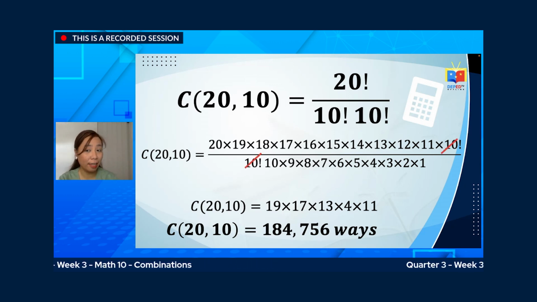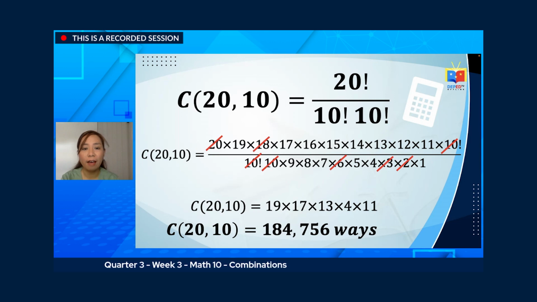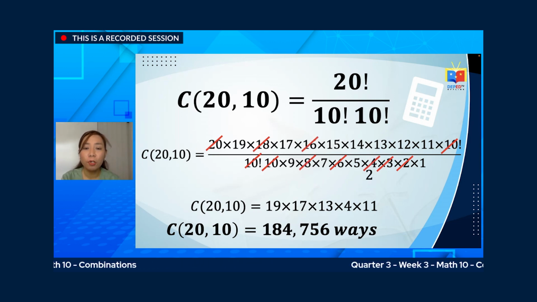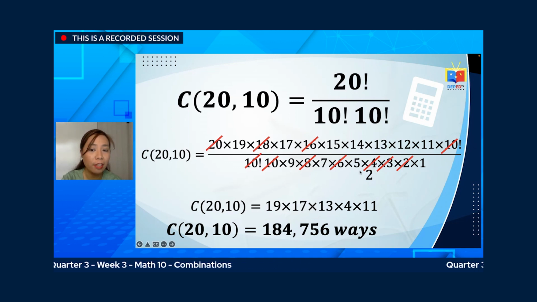So we have to cancel 10 factorial on numerator and denominator. We also have here 10 times 2, which is 20. We also have 18, 6 times 3. We also have there 16 divided by 8, which is 2. But since we have here a factor of 4, we could also divide it by 2. That's why we have here 8, 2.